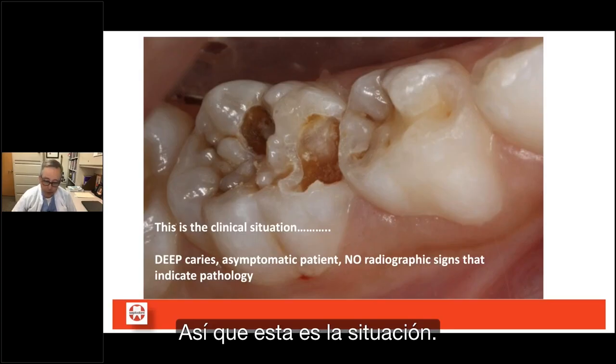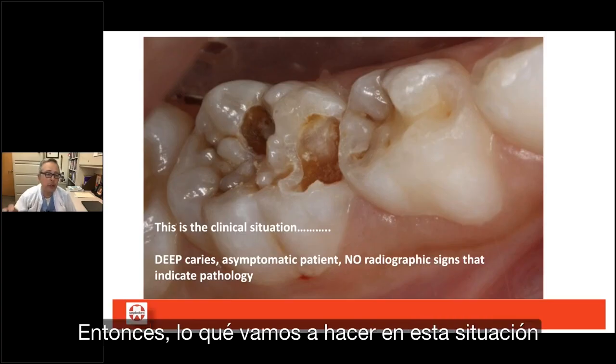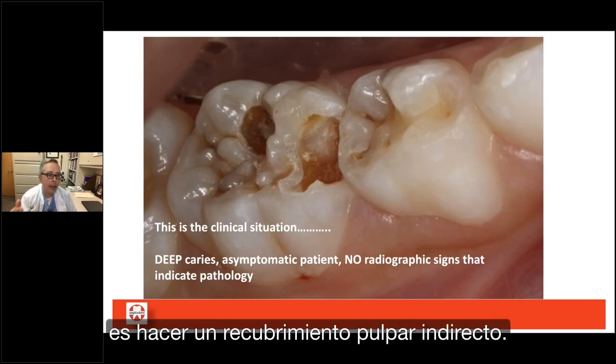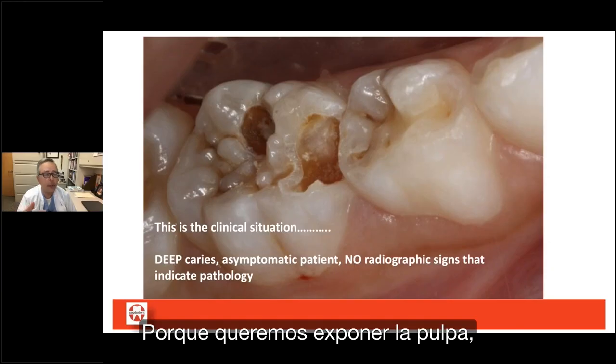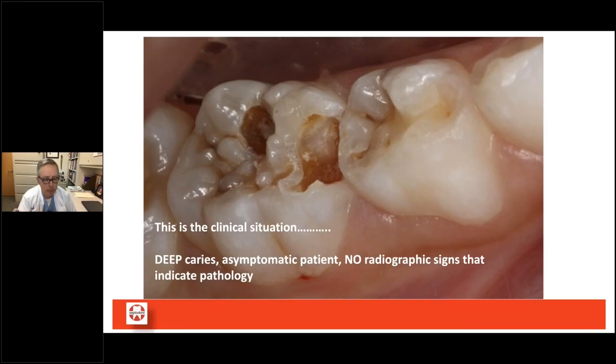So this is the situation. What we are going to do in this situation is an indirect pulp cap. Why is it important to learn that? Because we want to avoid exposing the pulp.